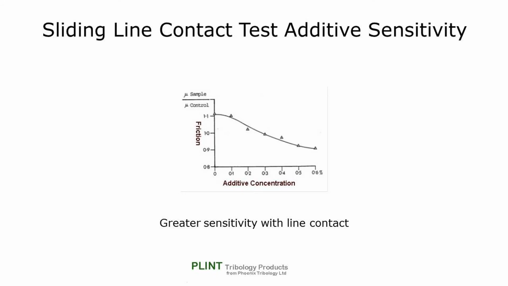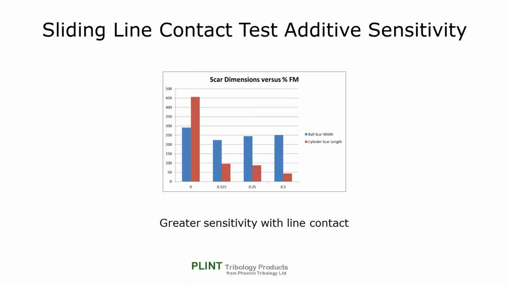By contrast with the sliding point contact, historical data can be found to demonstrate better sensitivity to additive concentration using a line contact test configuration. This is because much more of the surface is being sampled.